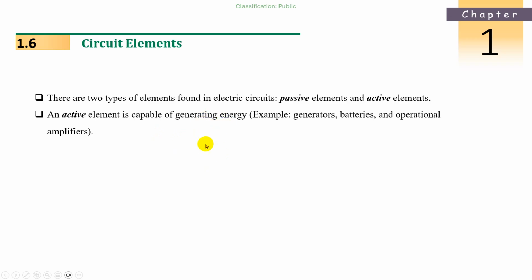It may become a battery which has a potential, but it must give power, electrical power. It's called generating energy. Examples: generators, batteries, operational amplifiers. Operational amplifiers are not direct generators, but they can amplify the signal. If we have a 5 volt signal, it can give a 25 volt signal. Amplify means it can give more than its own capability.